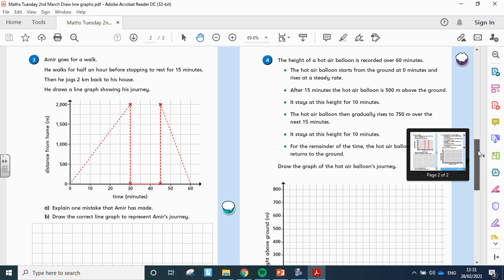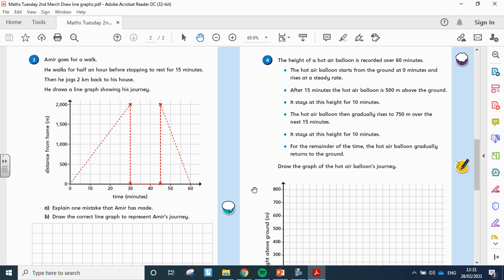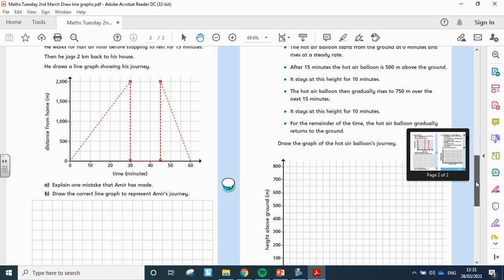Number 3, Amir goes for a walk. He walks for half an hour before stopping to rest for 15 minutes. He jogs 2 kilometres back to his house. He draws a line graph showing his journey. And it says that Amir has made a mistake. So can you see one mistake that Amir might have made? And then can you draw the correct line graph to show Amir's journey? Okay, so he walks for half an hour, then he jogs back 2 kilometres to his house with a rest of 15 minutes. So see what you can do with that one.